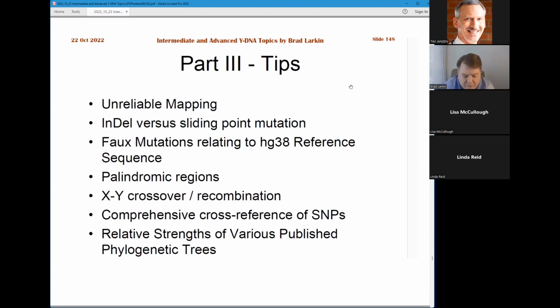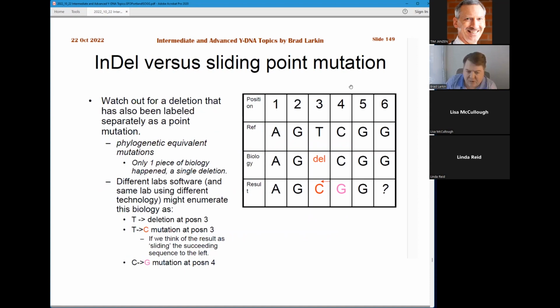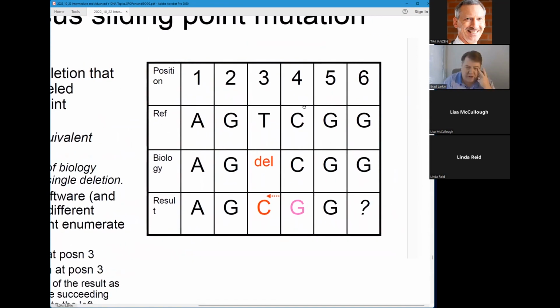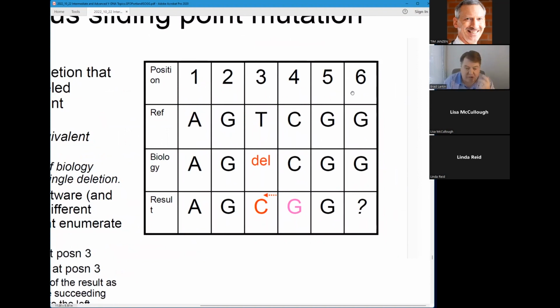We talked already about how some of the limitations with the STDNA chromosome browser on their site can lead one to want to download the files. Unreliable mapping, indel versus a sliding point mutation, especially as you look at older mutations. In this chart here on the right, we've got positions 1, 2, 3, 4, 5, 6. The reference sequence for those is AGTCGG. The biology, what happened is that there was a deletion of the C at position 3. So the resulting biological run of the DNA will be AGCGG. That's what you will measure when you read them.